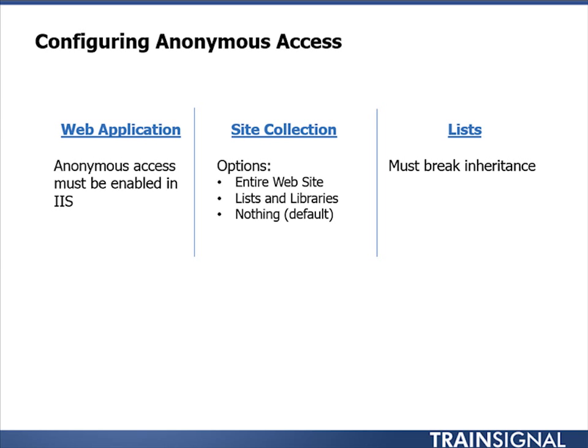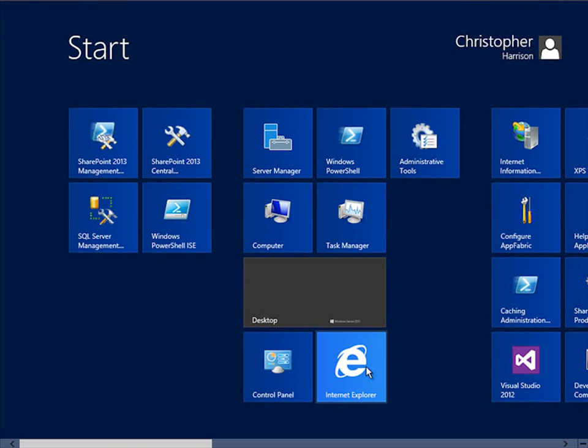Turning it on at the web application is like kicking the master switch on, but it does not actually make any information available by using anonymous access. We have to go to the site collection and turn it on. At the site collection, we can decide to expose everything, the entire website. We could do just individual lists and libraries, where we go down to the individual list or library and control anonymous access. Or we can simply go with nothing, which, by the way, is the default. Let's take a look at how to set up anonymous access. I'm going to bring back up my browser here.